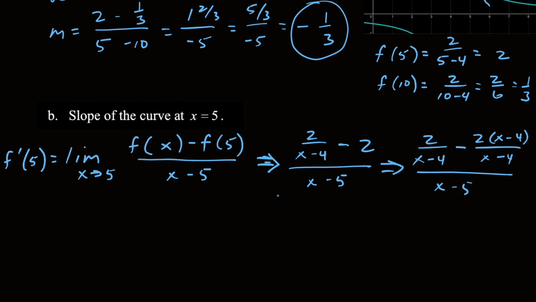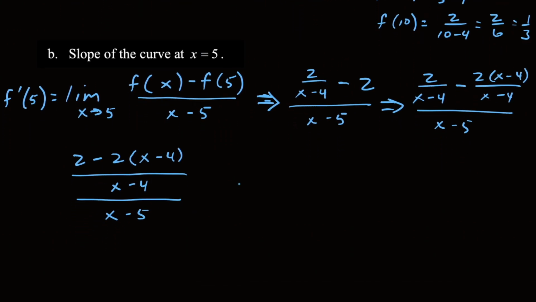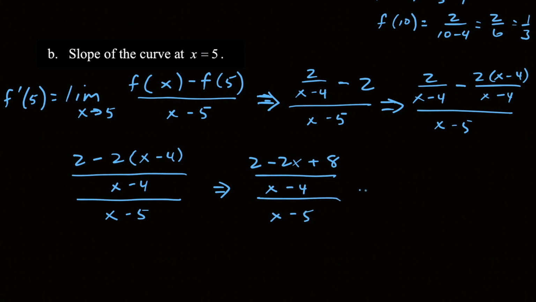And if we continue with that, that means we're going to have 2 minus (2x minus 4) all over x minus 4 over x minus 5. Again, it's just algebra skills right here. And that's going to bring us to 2 minus 2x plus 8 over x minus 4, again, all over x minus 5. We can simplify this 2 and that 8, that's going to bring us to 10. So we're going to have 10 minus 2x.